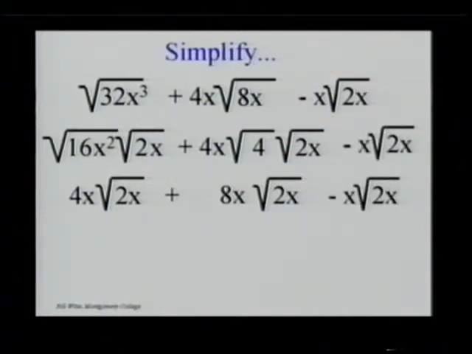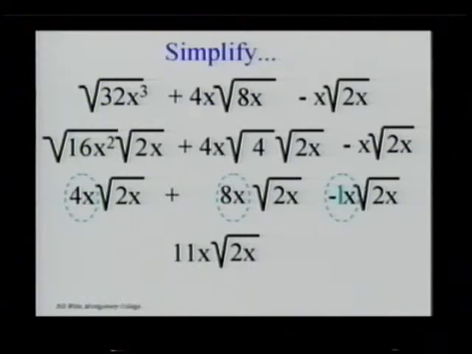Okay, and all we have left to do is put together like terms. Well, let's see, I have 4x, 8x, and minus 1x. You see that 1 there. And what does that add up to? 4 and 8, 12, minus 1. We get 11x, square root of 2x. That is a tough problem, and we did it.